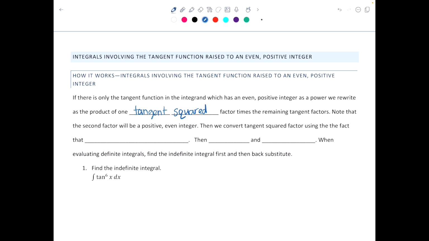Then we convert the tangent squared factor using the fact that tangent squared at some angle A equals secant squared at that angle A minus 1, and then we expand and integrate. Again, when you're evaluating definite integrals, you can find that indefinite integral first and then back substitute.